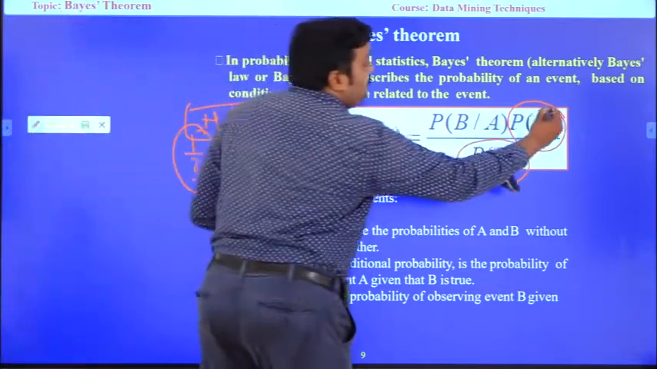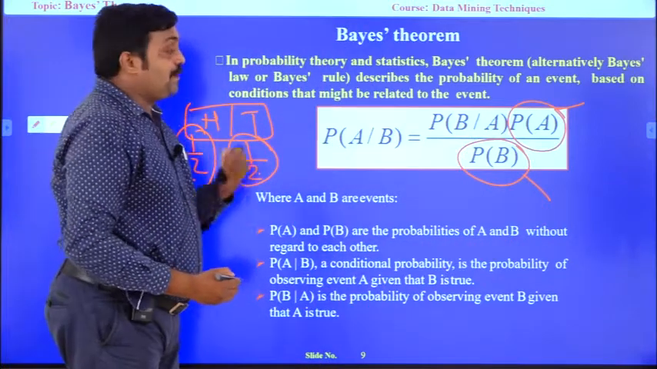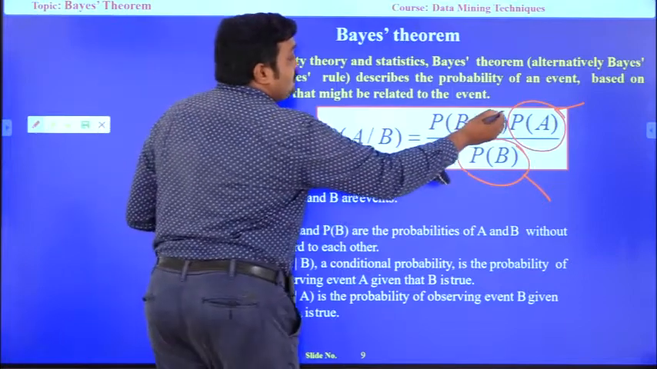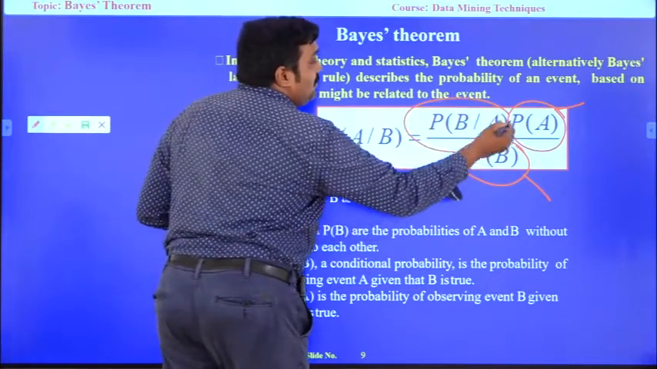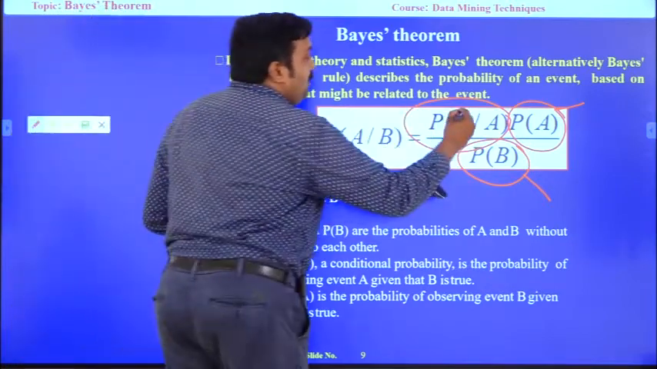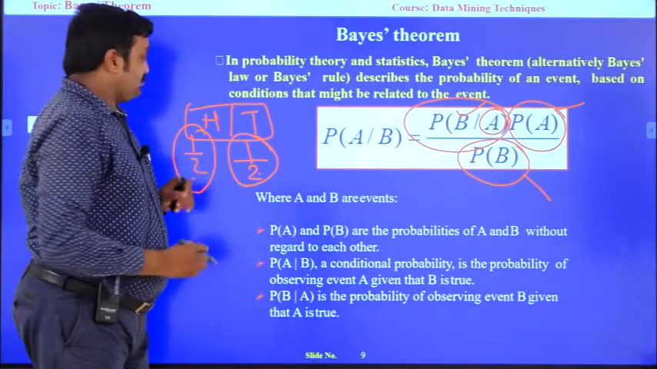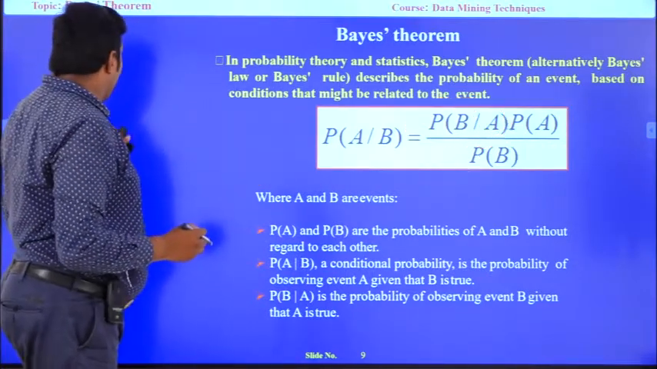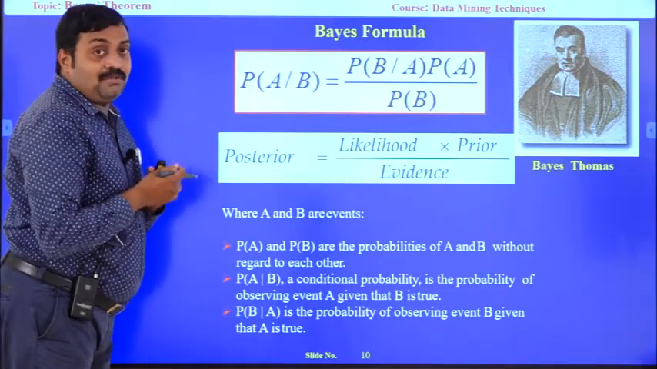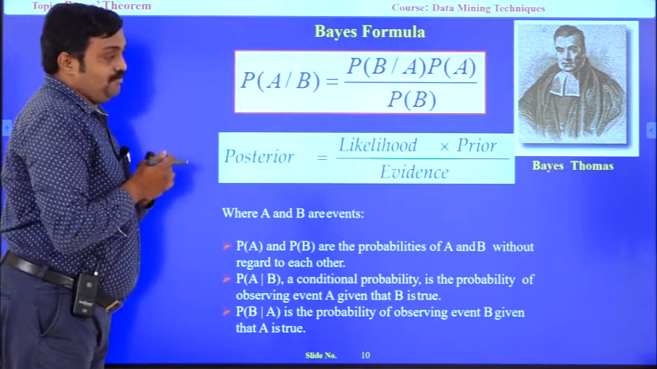So that is the prior probability, and this is the evidence, the chance of getting B with A, and this is the likelihood probability. What is the chance of getting B whenever A? That is Bayes theorem. Let us see. The same thing I am going to represent. Thomas Bayes was a good statistician who designed the Bayes theorem.